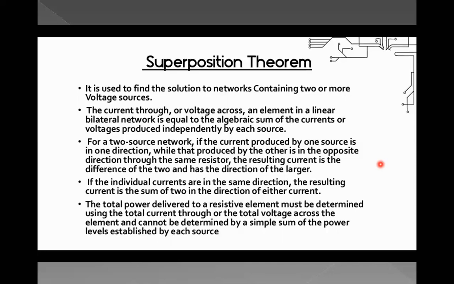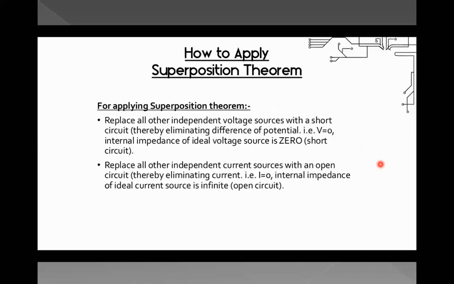The total power delivered to a resistive element must be determined using the total current through or total voltage across the element, and cannot be determined by a simple sum of power levels established by each source.